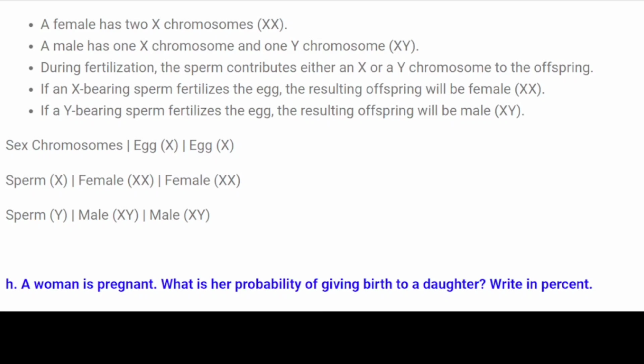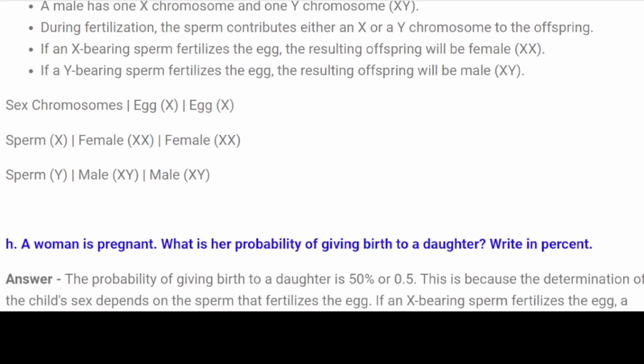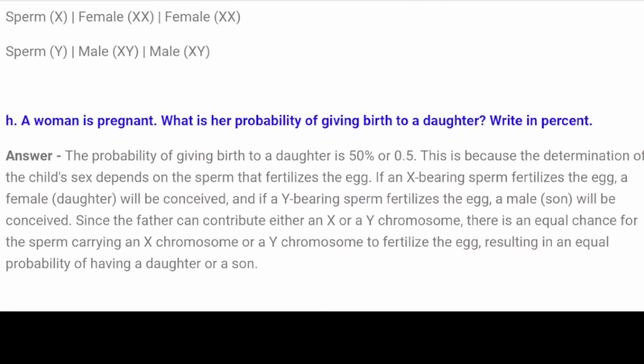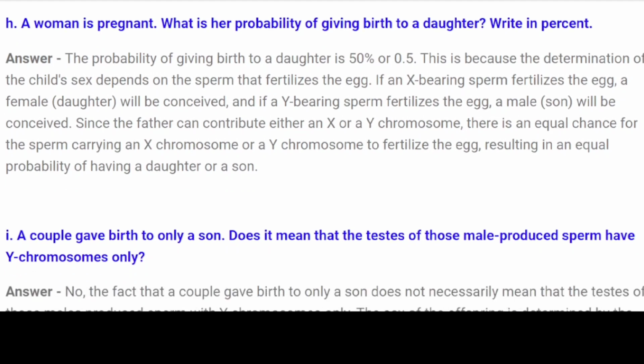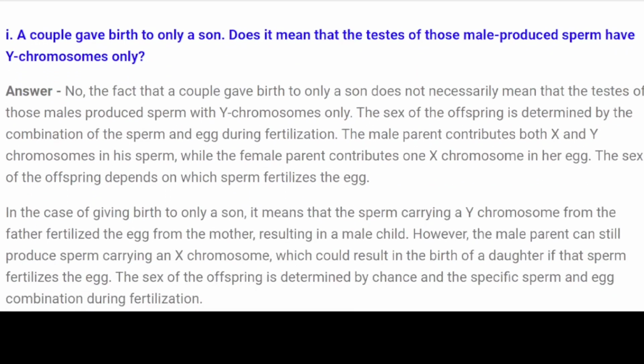A couple gave birth to only a son. Does it mean that the testes of those males produced sperm with Y chromosomes only? Answer: No. The fact that a couple gave birth to only a son does not necessarily mean that the testes of those males produced sperm with Y chromosomes only.